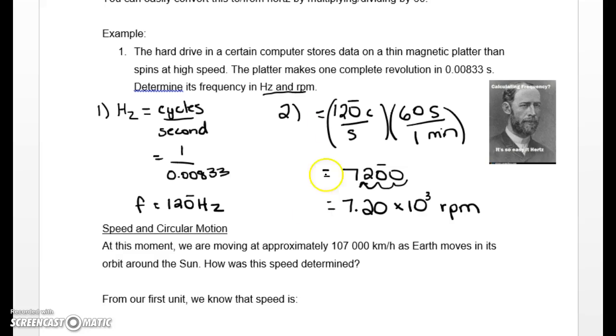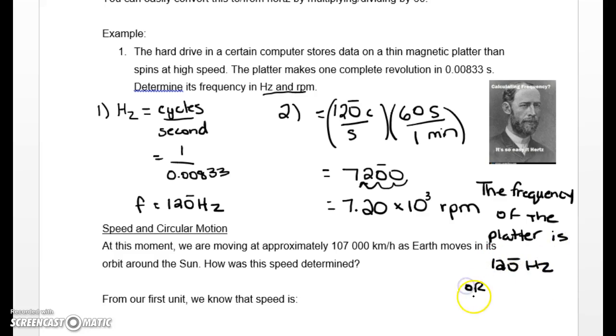So then just to answer that question, we are going to write it as a sentence. We could say the frequency of the platter is 120 hertz, or 7.20 times 10 to the 3 revolutions per minute. So there's a quick example on calculating your frequency and then converting your units to revolutions per minute.